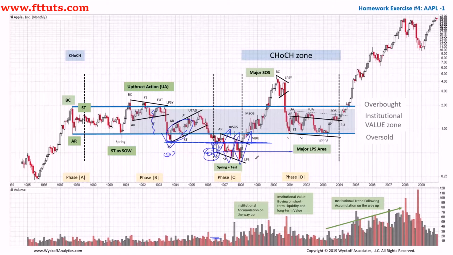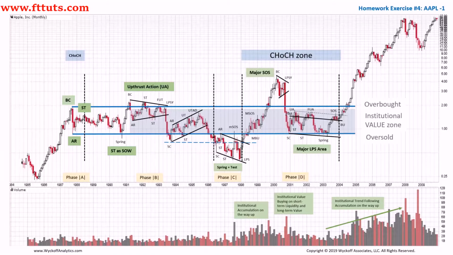So an oversold condition of a true value zone will always produce this type of definition of how the price reacts in the V bottom: quick recovery, quick momentum type of buying, just because they're seeing value right there.